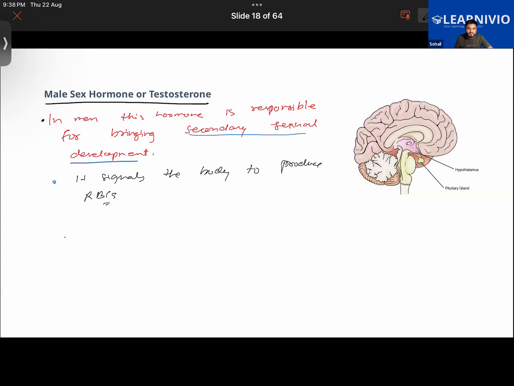Got this, everyone? Okay, now? Yes, sir. That is one thing. Furthermore, it will be helping to maintain the bone density also. Right, now, maintain the muscle mass also, and maintain the strength of the body also. Right? So it maintains bone density and muscle mass. These are some of the important functions.